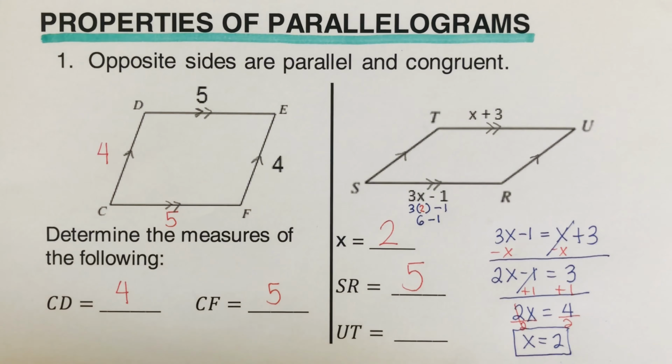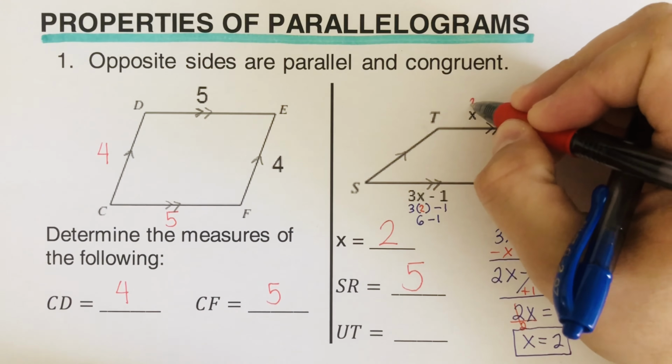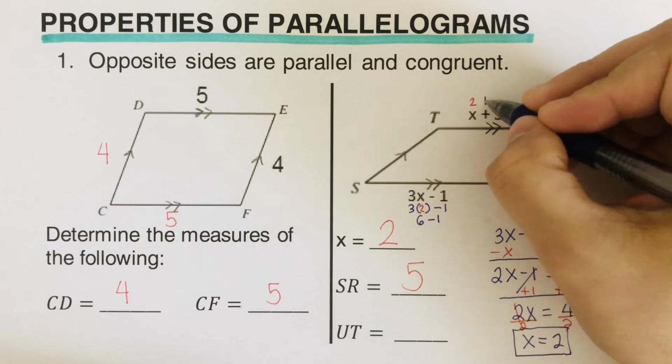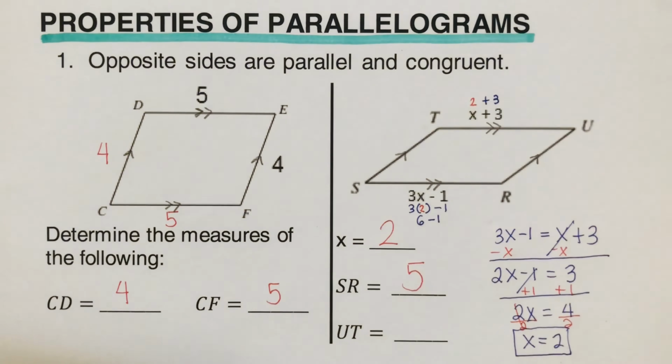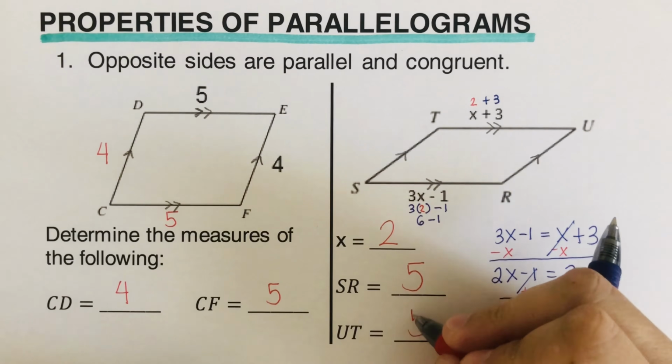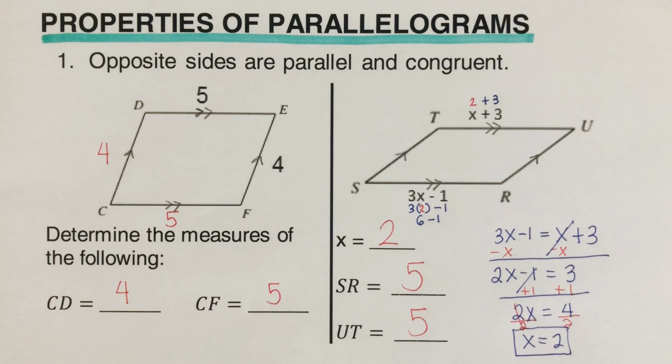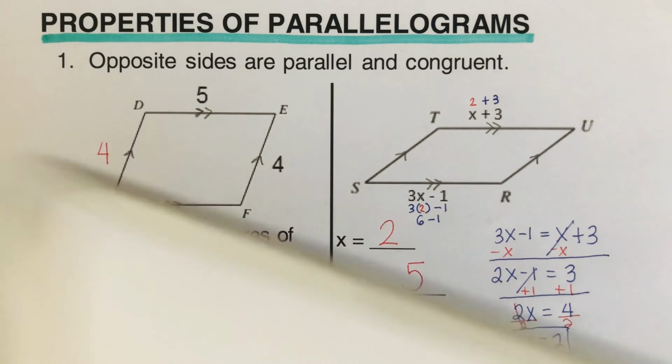Then we have to plug it in. Our X is 2, so I put 2 here. 2 plus 3 is 5. So our UT is 5. Did you get the same answers as this? Good. Perfect. Now let's move on to the second property here.